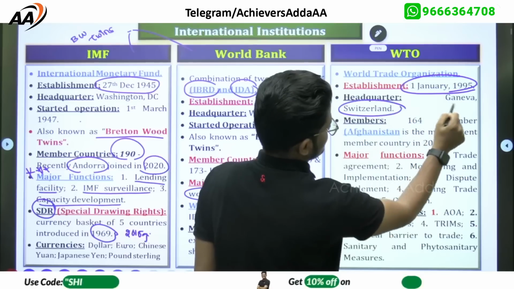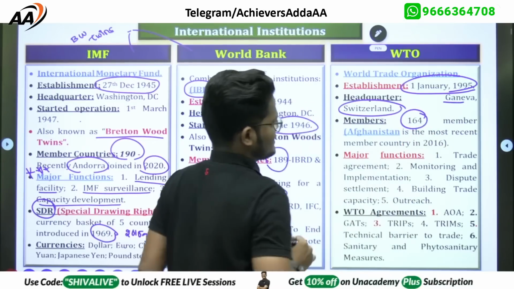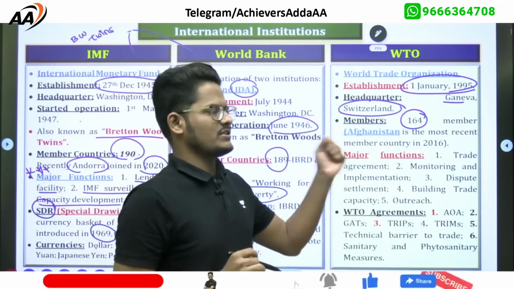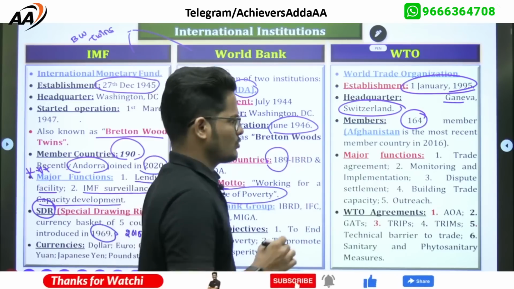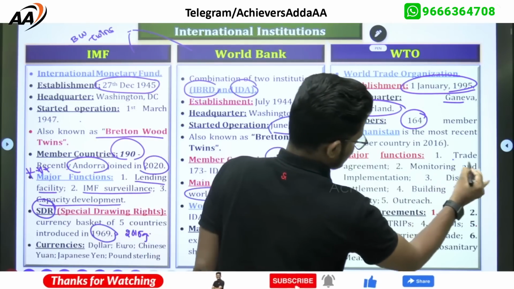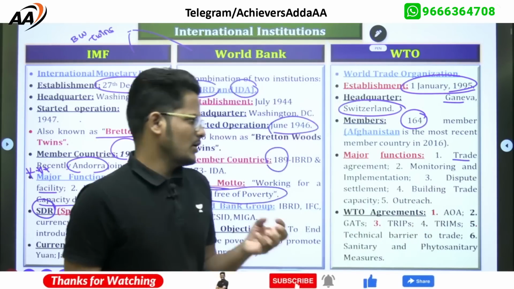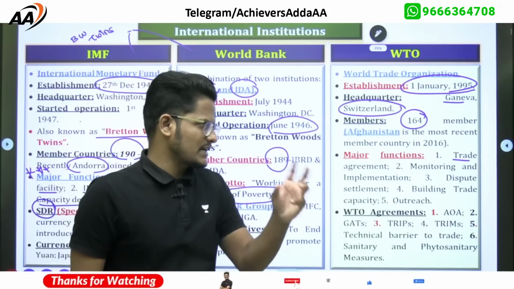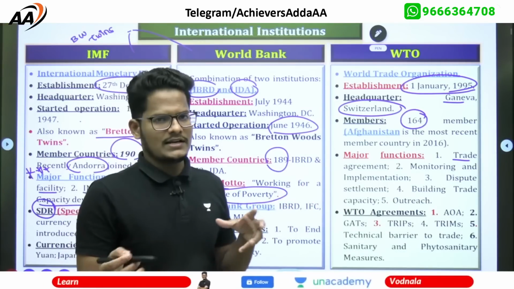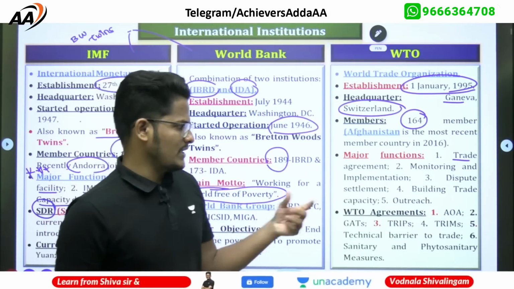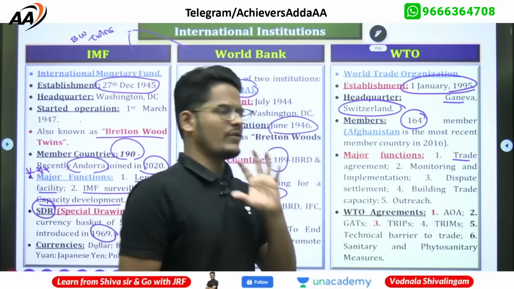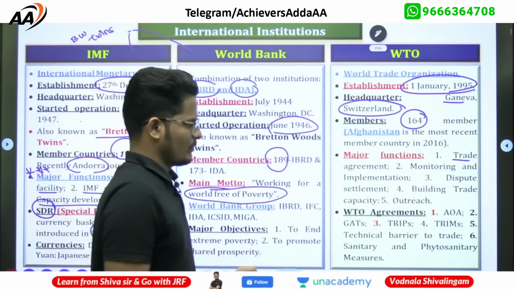It is headquartered at Geneva, Switzerland, with 164 member countries. Afghanistan is the most recent to join the WTO, in 2016. Major functions are trade agreements, monitoring and implementation of these agreements, settling disputes between countries related to trade, and building trade capacity and outreach. These are the 5 main functions of the WTO.